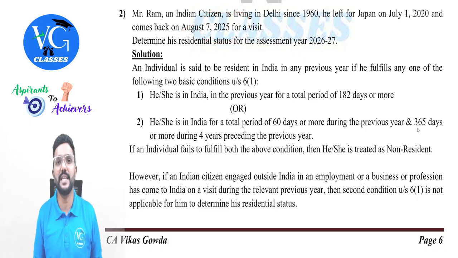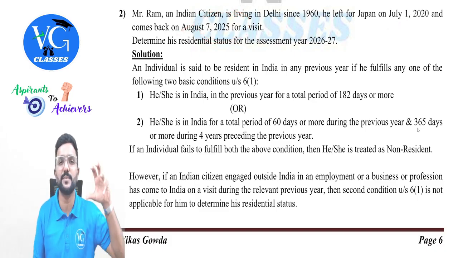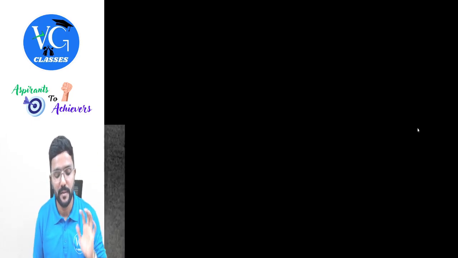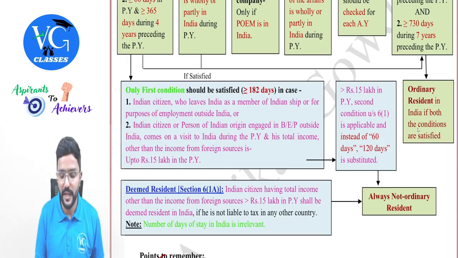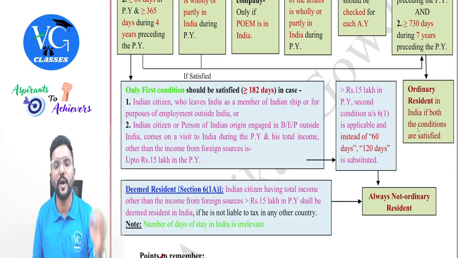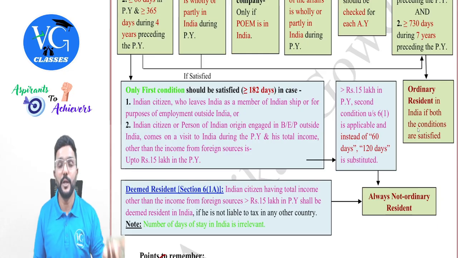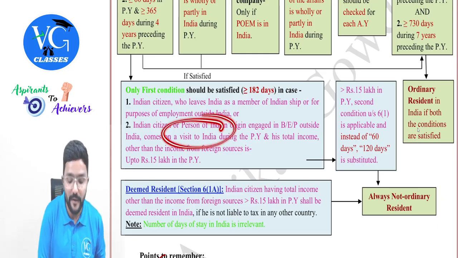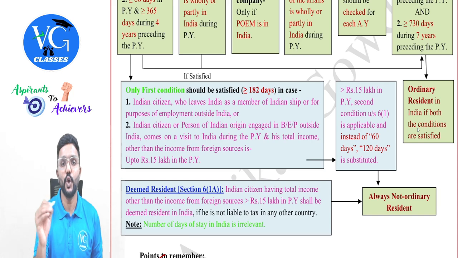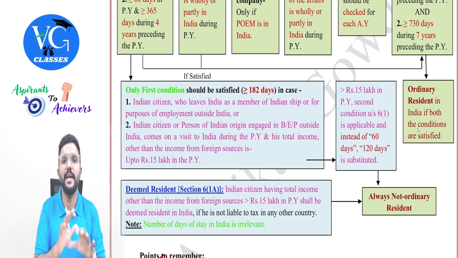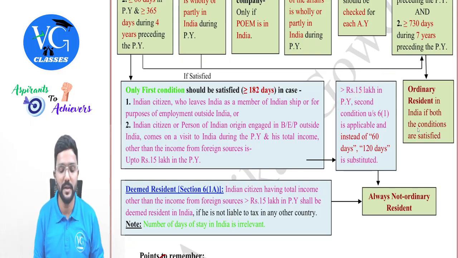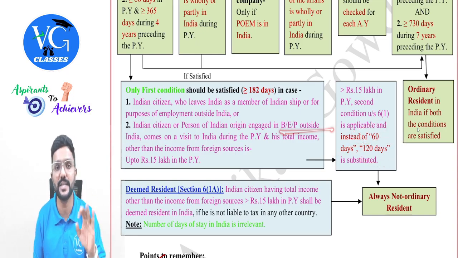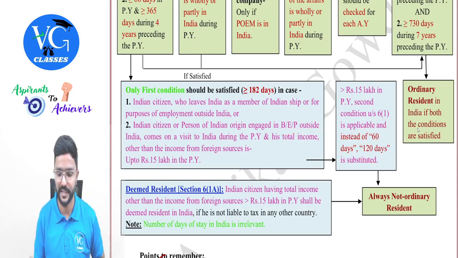So can we understand that he was engaged in any business or employment outside India? Yes, because this point talks about it. An Indian citizen or a person of Indian origin, if they are engaged in business, employment or profession outside India, and during the previous year they are coming to India for a visit, and if their total income is within 15 lakh, then no second condition. If it is more than 15 lakh, then the second condition is applicable, but instead of 60 days it would be 120 days. Correct? Yes. And here BEP stands for business, employment or profession, guys. Okay, sir.